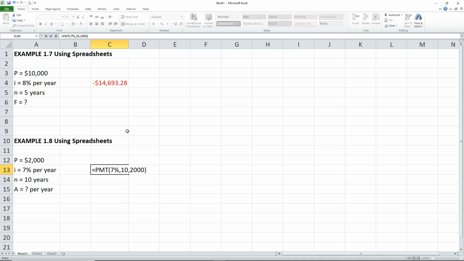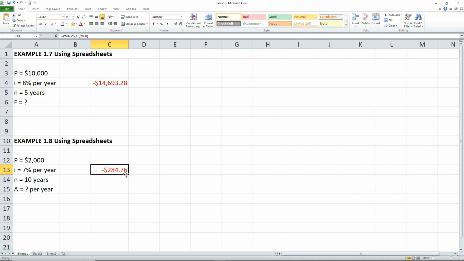So if it was like the previous example where you're missing one of the middle parameters, then you have to put the comma. But if you're missing the end parameter, then you do not need the comma, you just close the parentheses. And there you go, you have 284.76 per year. It also gives you a negative amount. In this problem, yes, you're borrowing the $2,000 and then you have to repay this.